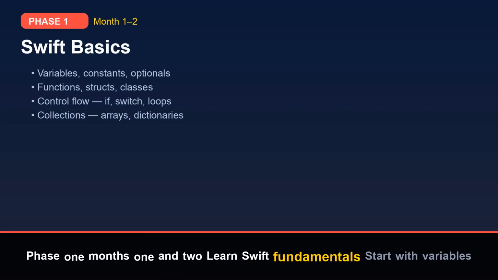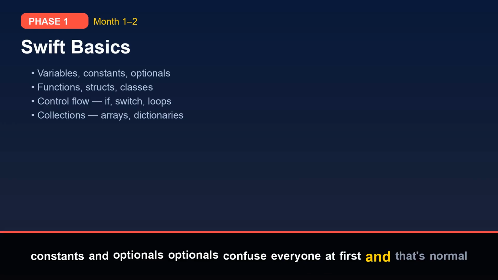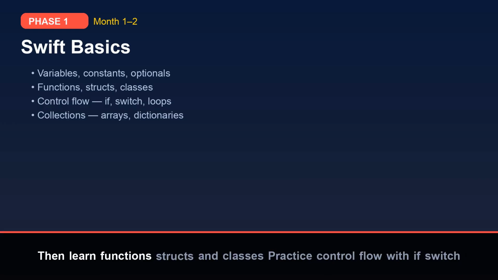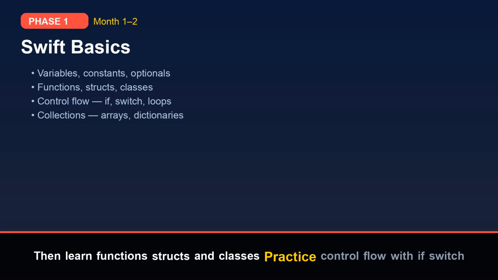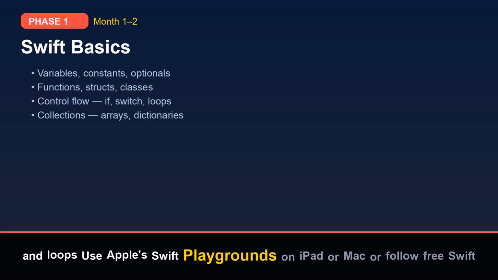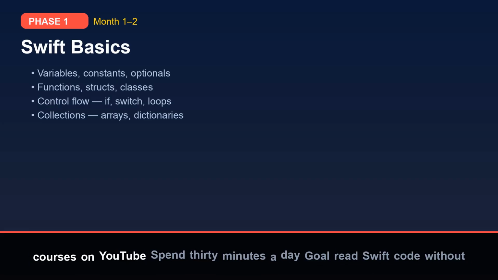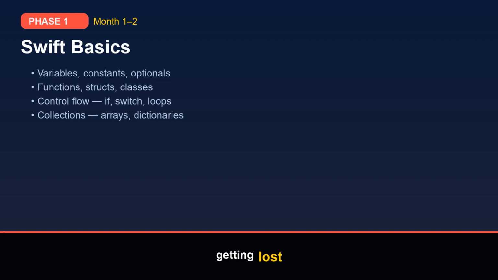Phase 1, months 1 and 2. Learn Swift fundamentals. Start with variables, constants, and optionals. Optionals confuse everyone at first, and that's normal. Then learn functions, structs, and classes. Practice control flow with if, switch, and loops. Use Apple's Swift Playgrounds on iPad or Mac, or follow free Swift courses on YouTube. Spend 30 minutes a day. Goal: read Swift code without getting lost.